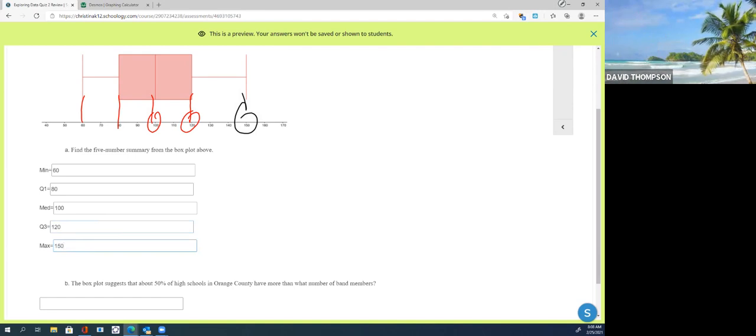Now, the box plot above suggests about 50% of high school students in Orange County have more than what number of band members? So this will be the first 25%. Let's do the next 25%. So about 50% of high school students, we want to use the median. That's your halfway point. So my median is just 100.